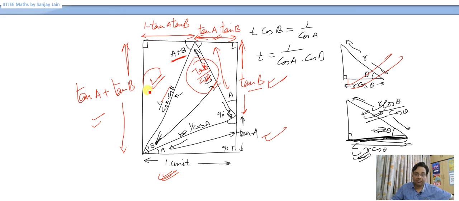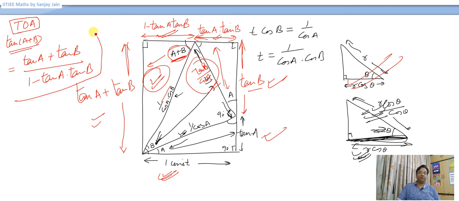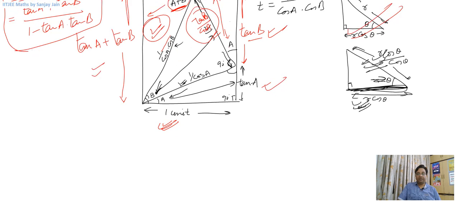Now think about this triangle here. What will be tan of this angle? Tan of A plus B. And we know tan of an angle is opposite by adjacent side, right? TOA. So tan of A plus B will be equal to opposite, that is tan A plus tan B, divided by this adjacent side, that is 1 minus tan A tan B. So this is another formula that I want you to learn, that tan of A plus B is equal to tan A plus tan B divided by 1 minus tan A tan B.